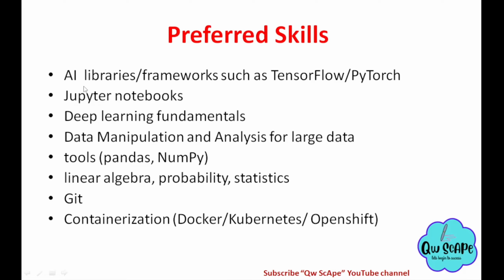They ask for AI libraries and frameworks such as TensorFlow, PyTorch, Jupyter Notebook, deep learning fundamentals, data manipulation and analysis for large data, tools like Pandas, NumPy, and mathematics. They're asking for linear algebra, probability, statistics, and Git version control. I suggest that before the IBM interview, you go through all these topics, so if they ask questions on them, you can answer easily.